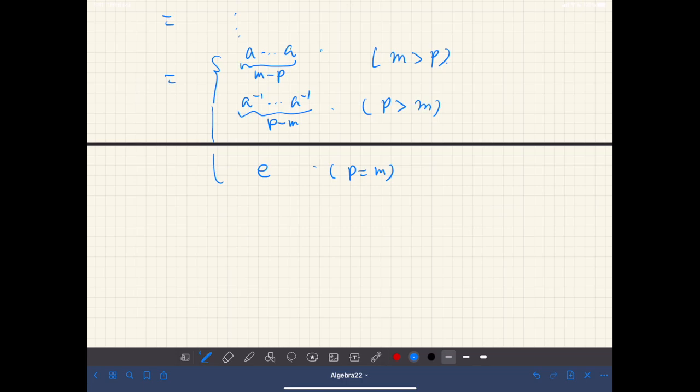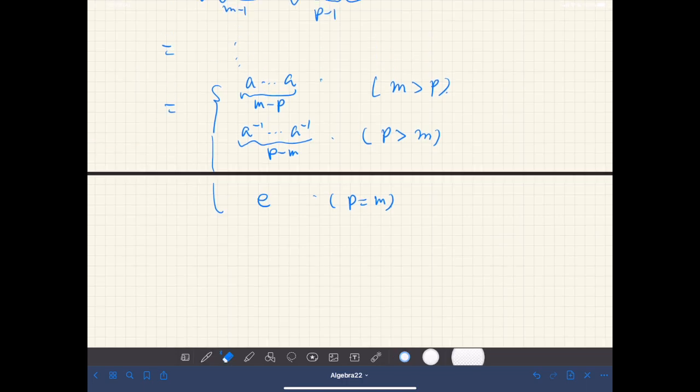So in either case, okay, let's see. When p is less than m, we have a^m times a^n is equal to a^(m-p), right? So that is a^(m+n), because negative p is equal to n.